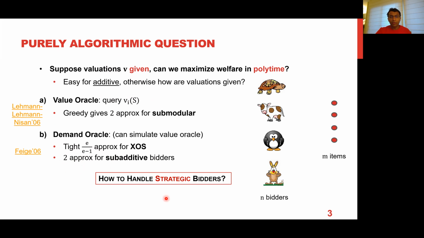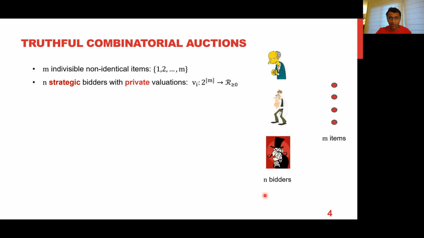Okay, so the focus now is, how can we handle strategic bidders? These are bidders whose valuations are not known to your algorithm upfront. Formally, you have n bidders. Each of them is strategic in the sense that they know their own valuation function, but they are trying to be clever about revealing their valuation function to you, the algorithm.